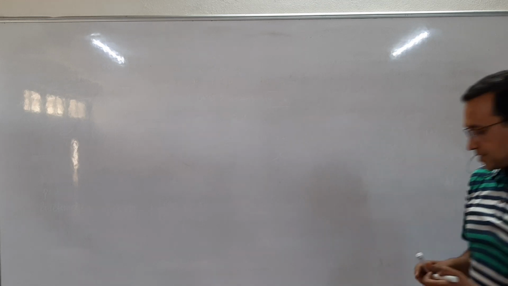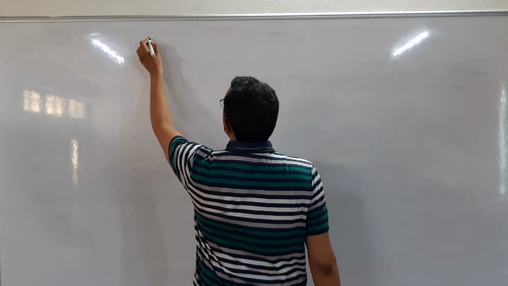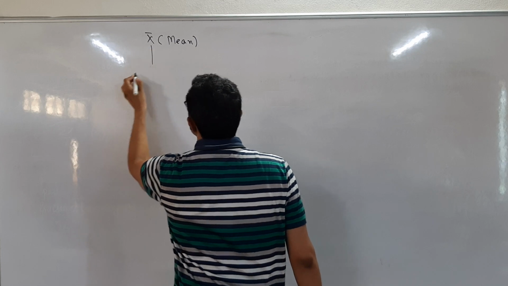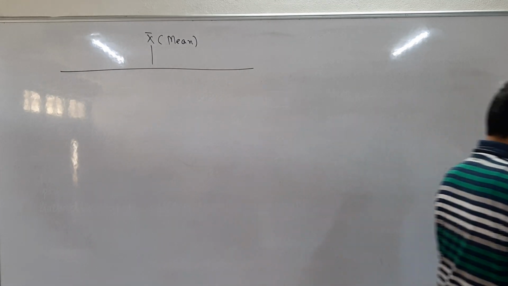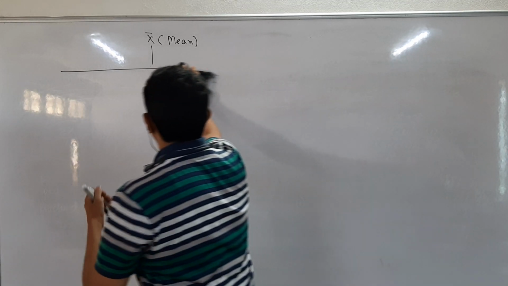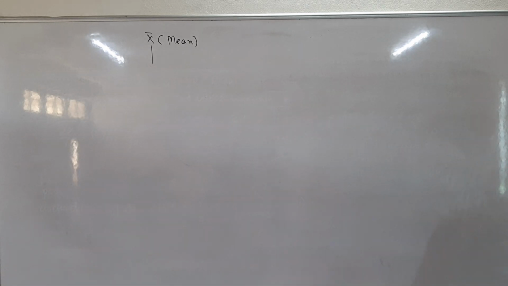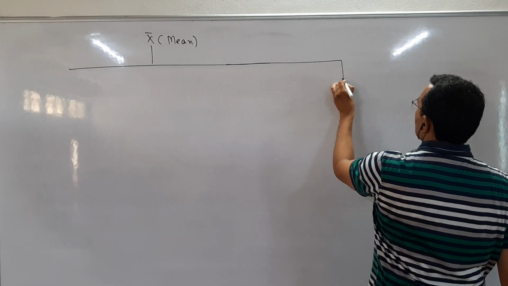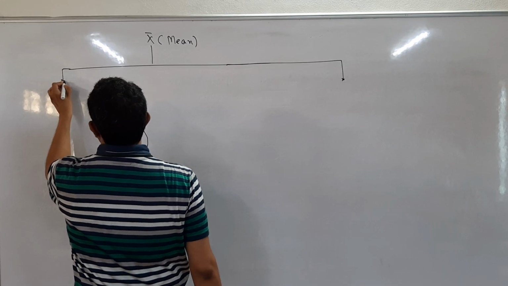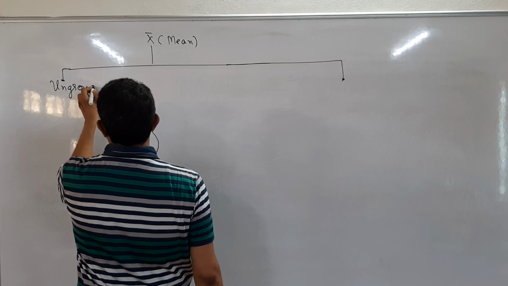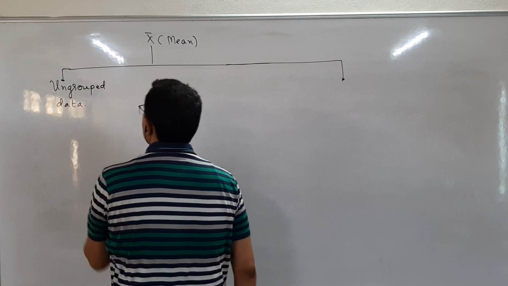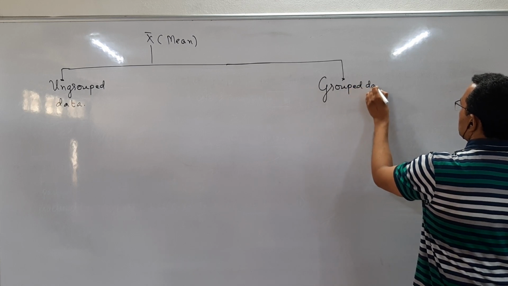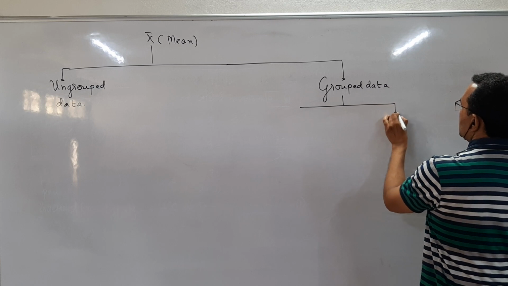Now, students, in the last lecture, we were discussing the list of formulas for mean, X bar. The total list of formulas is basically divided into two categories, as you all know, because the total data in statistics is divided into two categories. So the list of formulas is also divided into two basic categories: ungrouped data and group data.